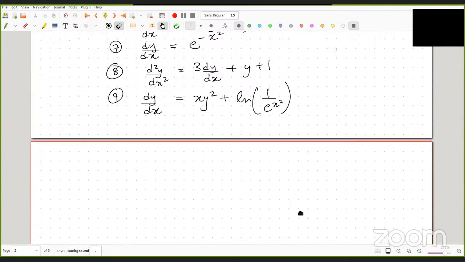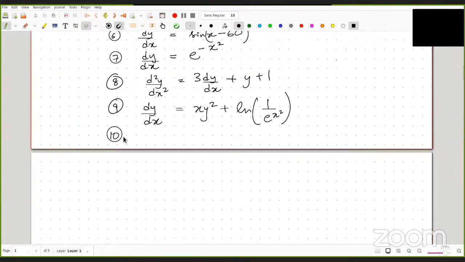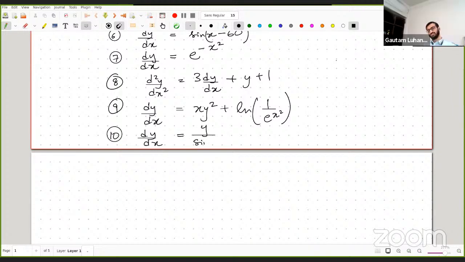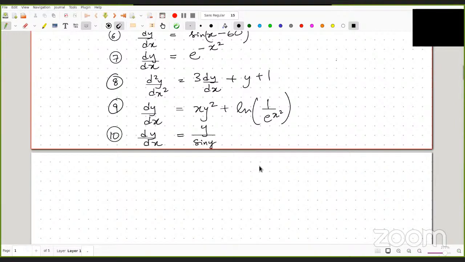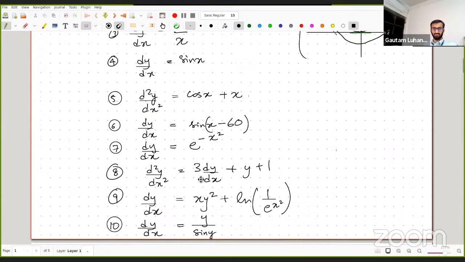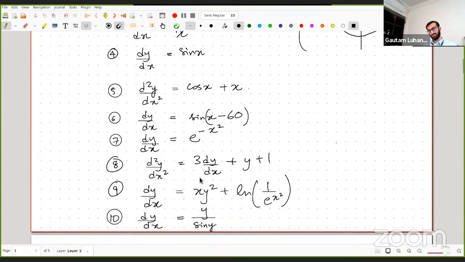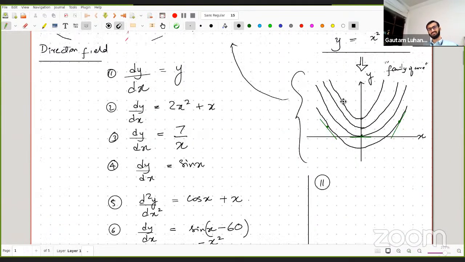dy dx equals y over sine y. Y over sine y. Okay, more. We have 10. Even then, we haven't really gotten very complex yet, I believe. Let's have 5 more. Let's see how harder you can make this for me.